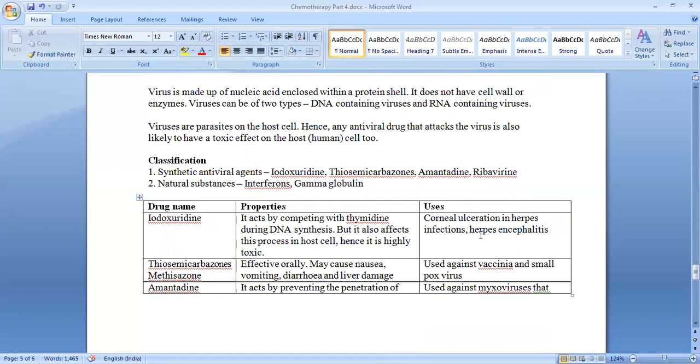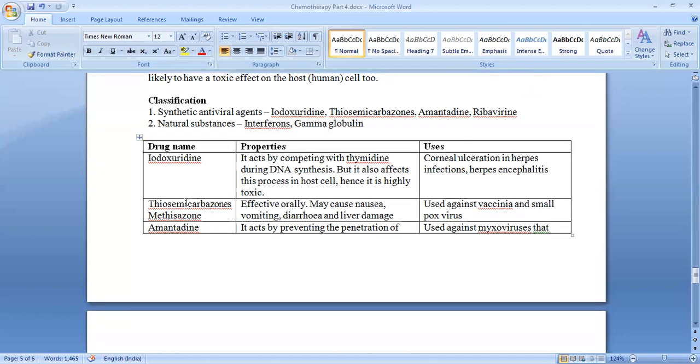It was being used for treating corneal ulceration in patients who have herpes infections and in patients who suffer from herpes encephalitis. Thiosemicarbazones like methicillin are effective orally. They are used against vaccinia and smallpox virus. Now there is not much use for them because smallpox has been eradicated. They may cause some adverse effects like nausea, vomiting, diarrhea, liver damage also.